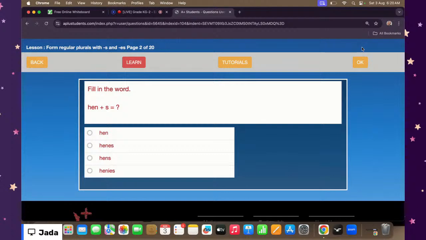Hen plus s gives us what? Write your answers on the chat, guys. Write your answers on the chat. Always pay attention. Hen plus s gives us what?